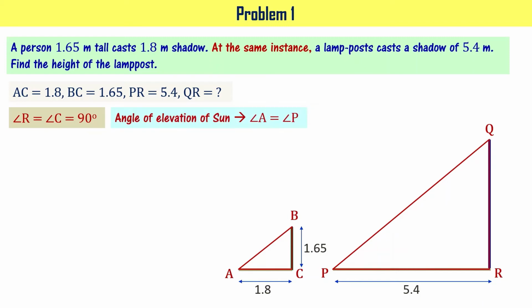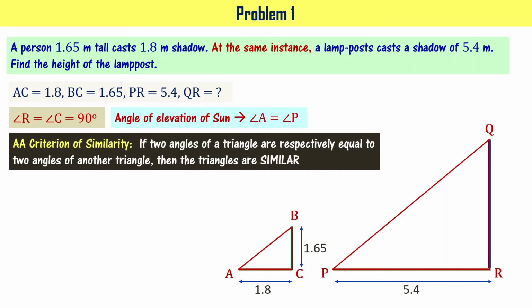And the angle of elevation of the sun, because you see this point at the same instance, is the same for both the objects. Angle A is going to be equal to angle P. Now you have seen that two of the angles of these two triangles are equal. It means we can apply the AA criterion of similarity of triangles.